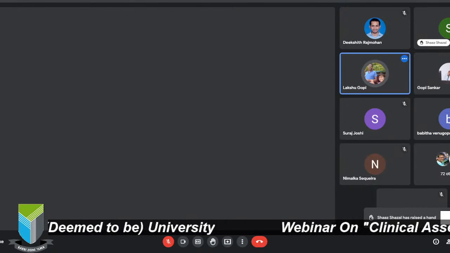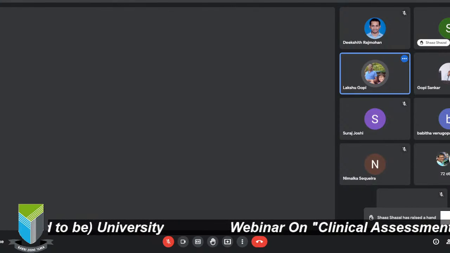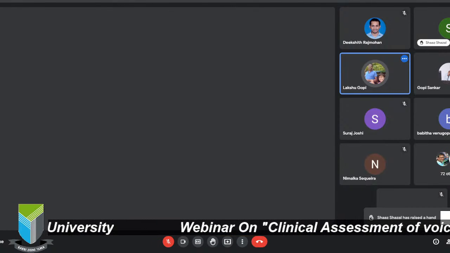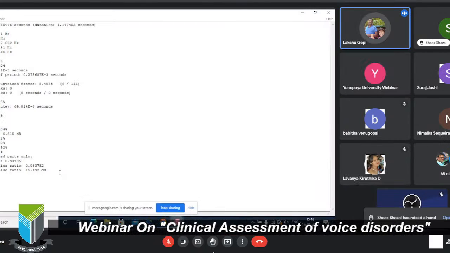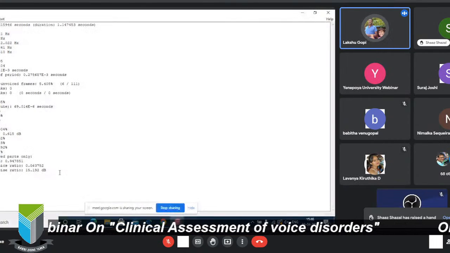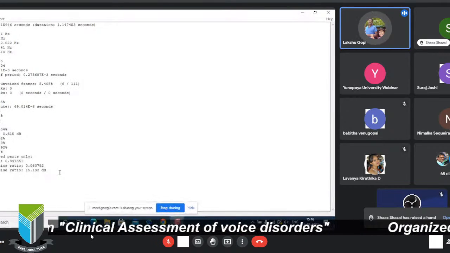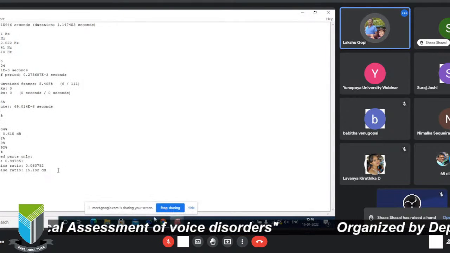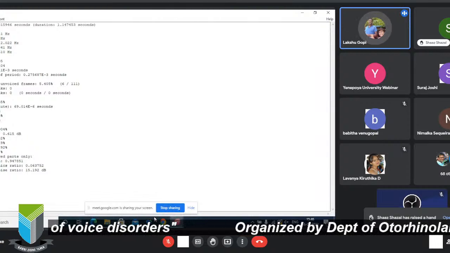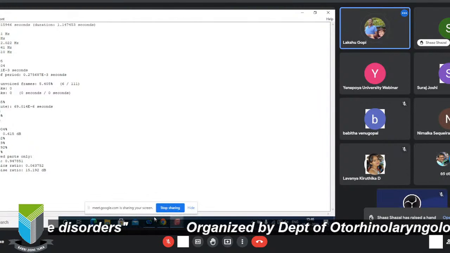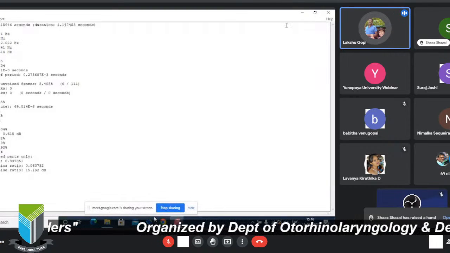Similarly, if you see the harmonic to noise ratio, which is 15.91 dB, normally the HNR should be greater than 20 dB. So this is a simple way where you can do a voice analysis without having any purchased software. We can do the analysis.